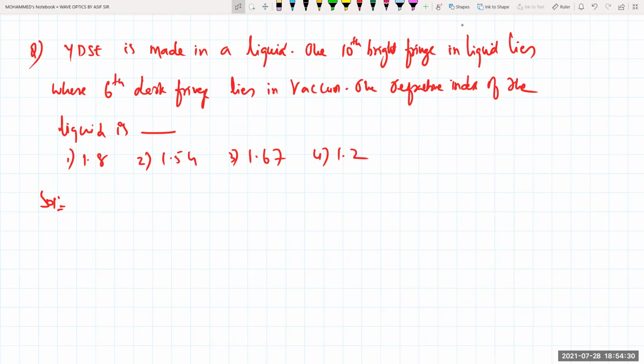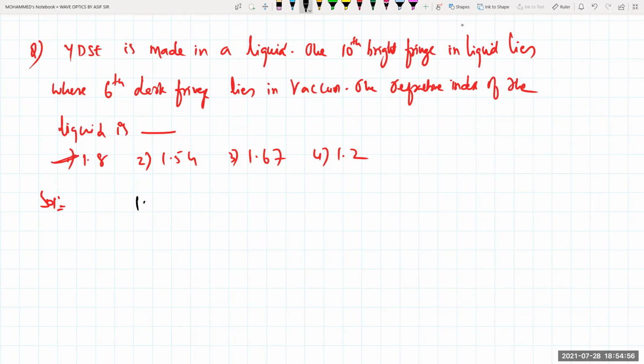YDSE is made in a liquid. The 10th bright fringe in the liquid lies where the 6th dark fringe lies in vacuum. Good question. Sir, 1.8, sir. Very good, 1.8. Got it? 20 by 11. Yes, sir, got it.